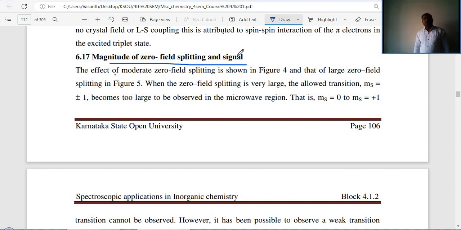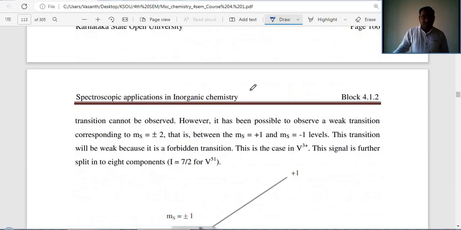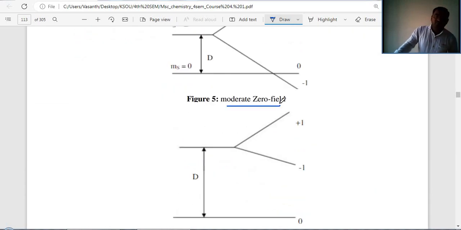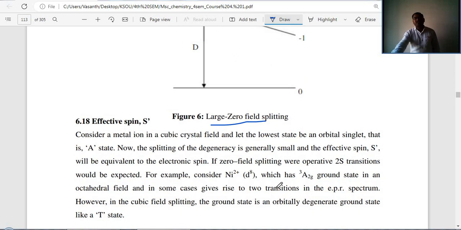Next, what is the magnitude of zero field splitting and the signal? The effect of moderate zero field splitting is shown in that figure. When zero field splitting is very large, the allowed transition Ms equal to plus or minus 1 becomes too large to be observed in the microwave region, that is Ms equal to 0 to plus 1. These are all the moderate zero field splittings. This is large zero field splitting.